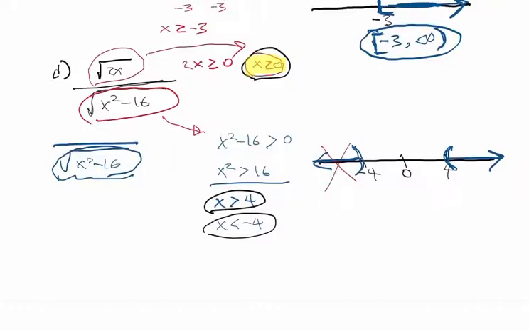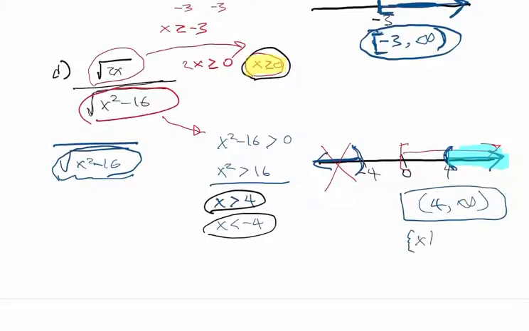Although negative 5 will be okay for the denominator, it will not be okay for the numerator, because it will give us the square root of negative 10, for example, if x is negative 5. And let me also mark this on the number line. x greater than or equal to negative 5 right this way. But if you see, this is the only part in common. So our answer in interval notation is 4 to positive infinity. And in set notation, we can write x such that x is greater than 4.